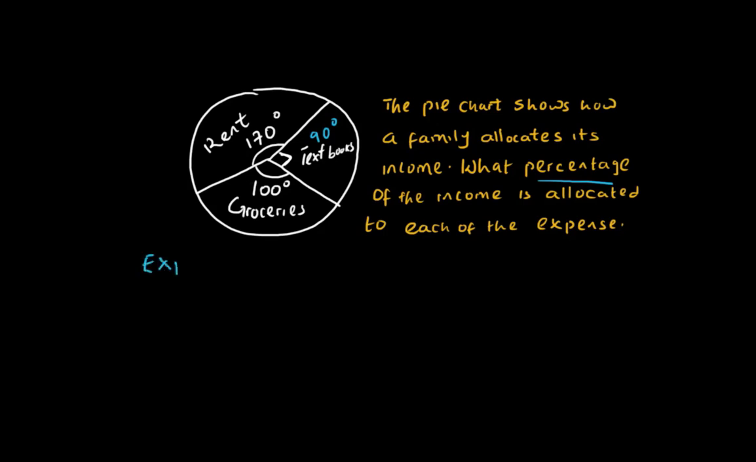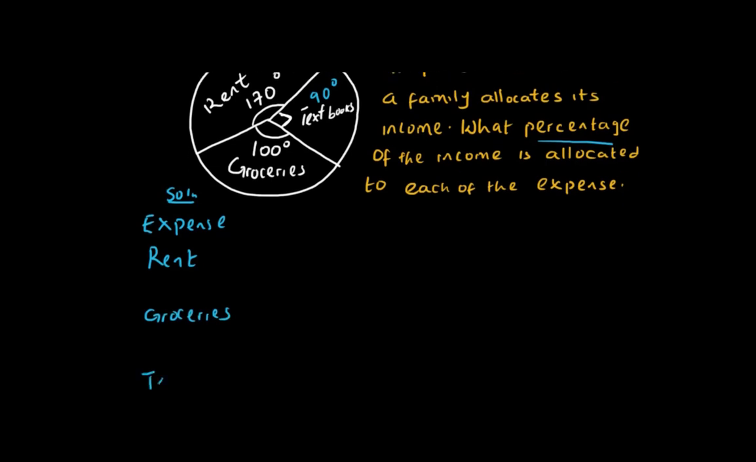So we can have expense. In this case, we have rent. I hope you know this solution. We have groceries. And then lastly, we have textbooks. Then we can have degree. Rent is 170 degrees. Groceries is 100 degrees. And lastly, we have textbook 90 degrees.